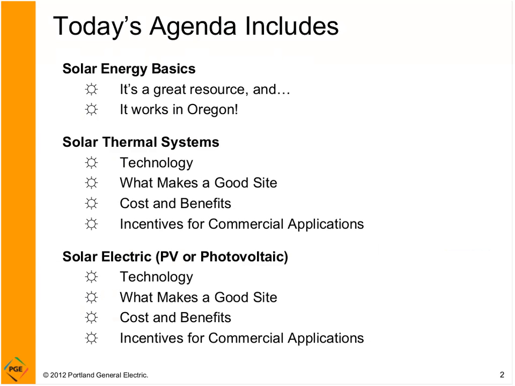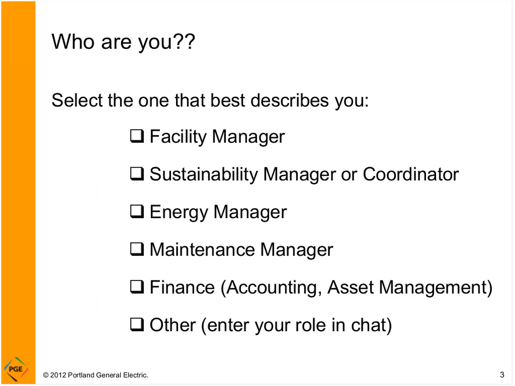Let's see, we're going to talk about how good a resource it is, and try to overcome some misconceptions about Oregon being a terrible place for solar energy. Then we'll talk about solar thermal systems, where we can use the sun to make some heat, and then solar electric systems, where we use it to make electricity. So without further ado, let's get into the system.